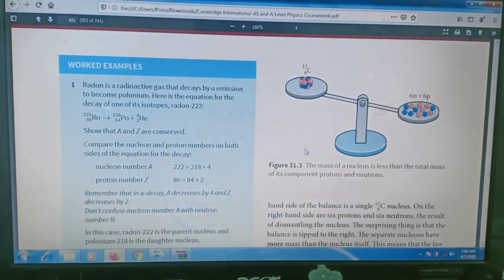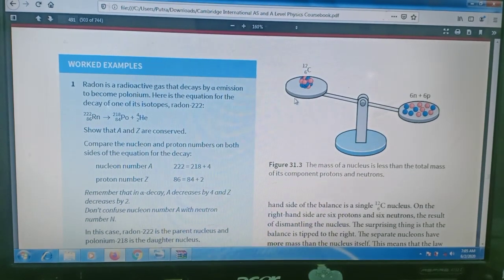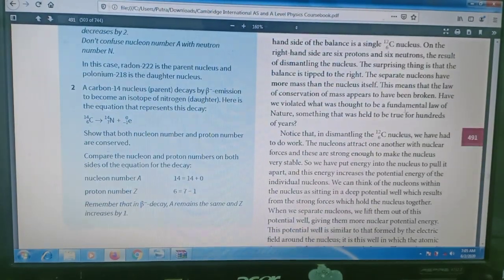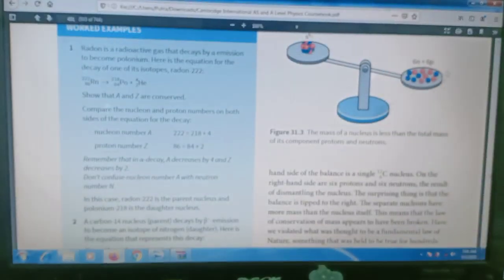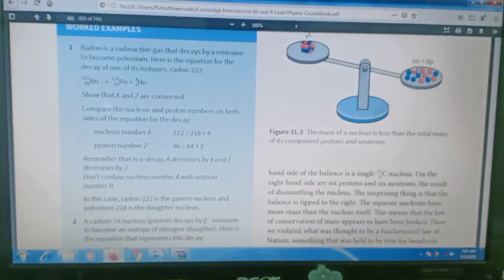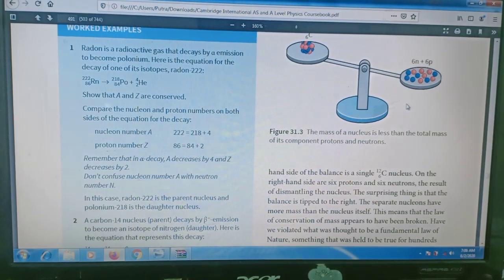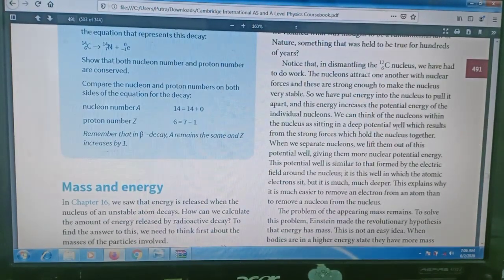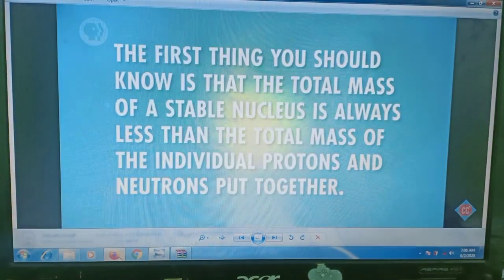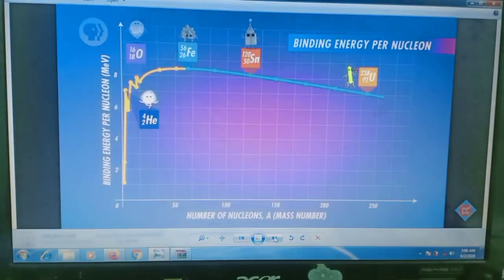Of course, at first we think that the nucleons of carbon, which is not been dismantled, is equal to the mass of 6 neutrons and 6 protons, but it is not. So where does this additional mass come from? Okay, it comes from the binding, what we call binding energy. Okay, binding energy per nucleon.